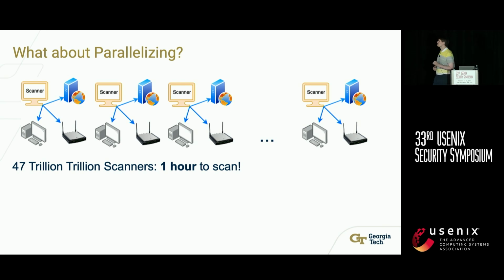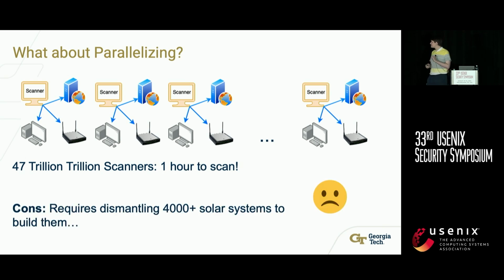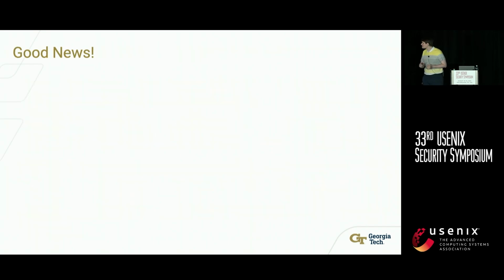Now, with 47 trillion scanners, it's only going to take an hour. That's pretty good. One tiny little problem now: in order to build 47 trillion scanners, you're going to have to dismantle over 4,000 different solar systems for raw materials. Unfortunately, we did not have the resources to dismantle 4,000 different solar systems for this paper. So was that it? Could we do nothing else? Well, I do have some good news, though.